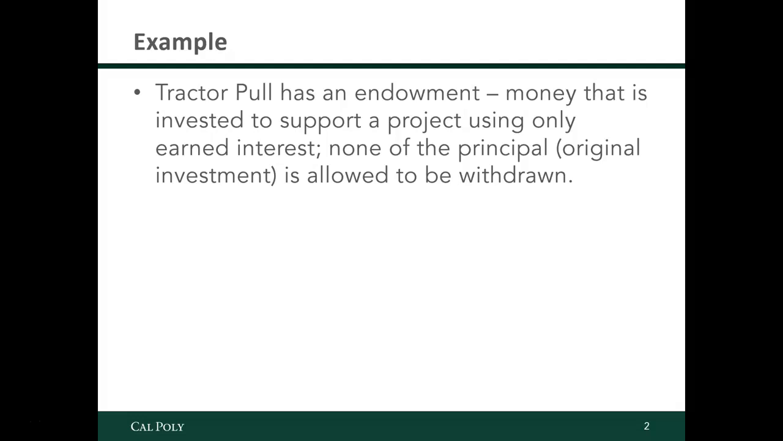So for example, if they started with $100,000 in their endowment, then they can take out whatever interest they earn. Maybe that's $5,000 in a year, $10,000 in a year. Whatever they earn, they can take out. But they cannot take any more than that out. They have to maintain at least $100,000 in that account.